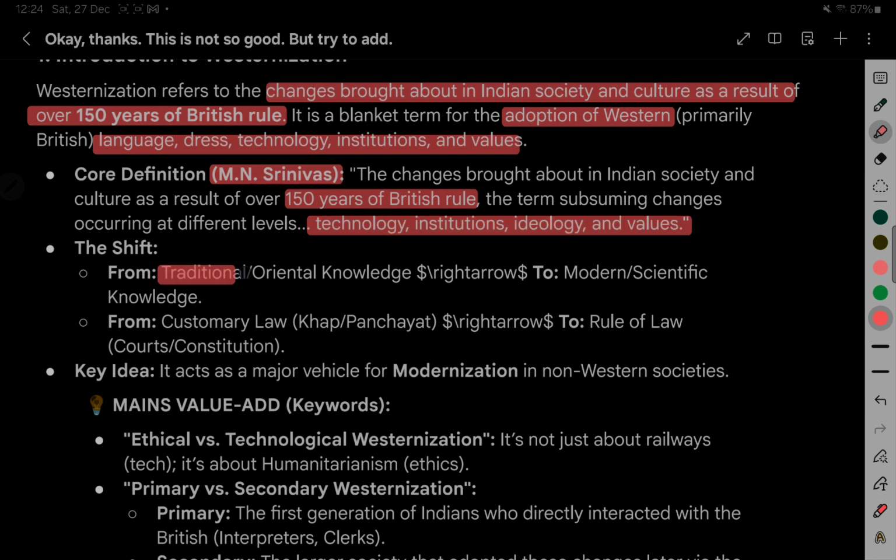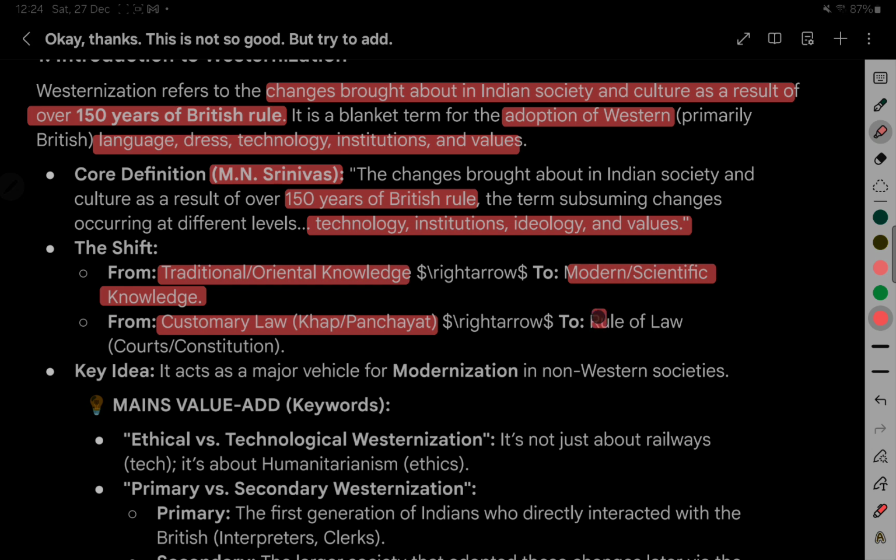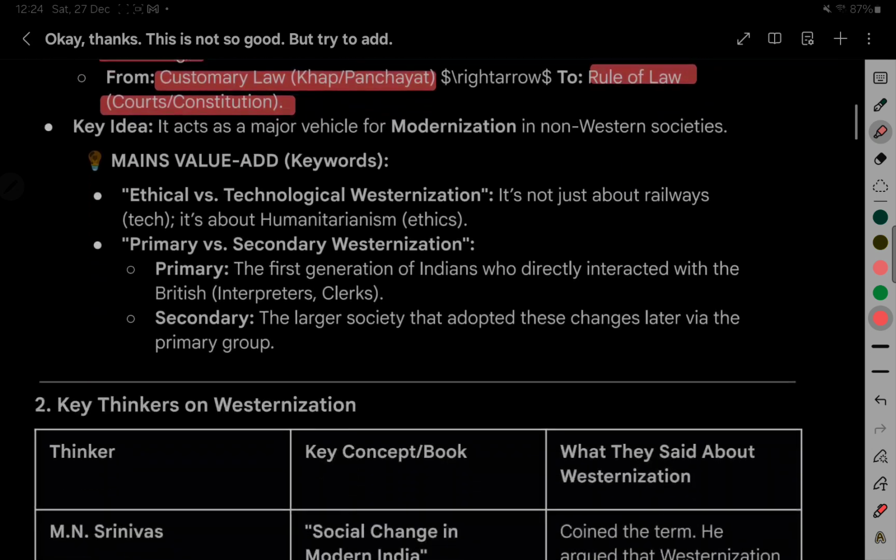The shift from traditional, Oriental knowledge to modern, scientific knowledge. From customary law, khap, panchayat, to rule of law, courts, constitution. Key idea: it acts as a major vehicle for modernization in non-Western societies.